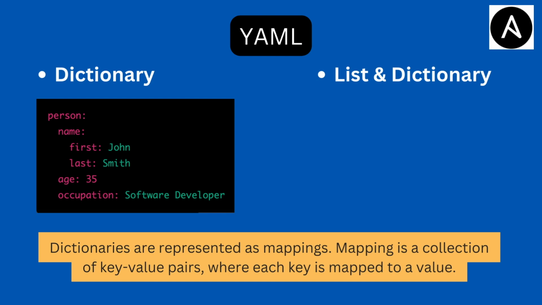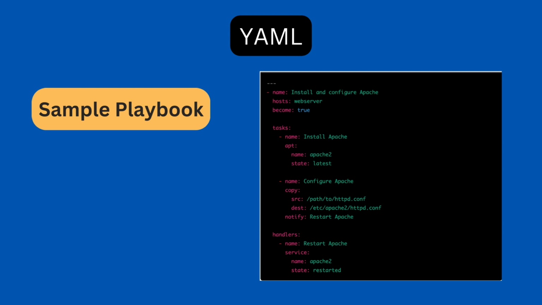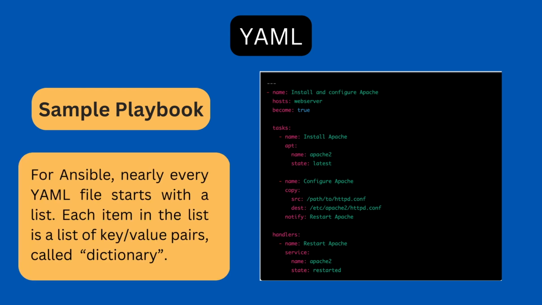Similarly, in this example, the employee key has a list of three dictionaries, each containing the name, age, and occupation. Here is a sample Ansible playbook which uses YAML list to represent a list of items, and each item in the list is a list of key value pairs called dictionary.